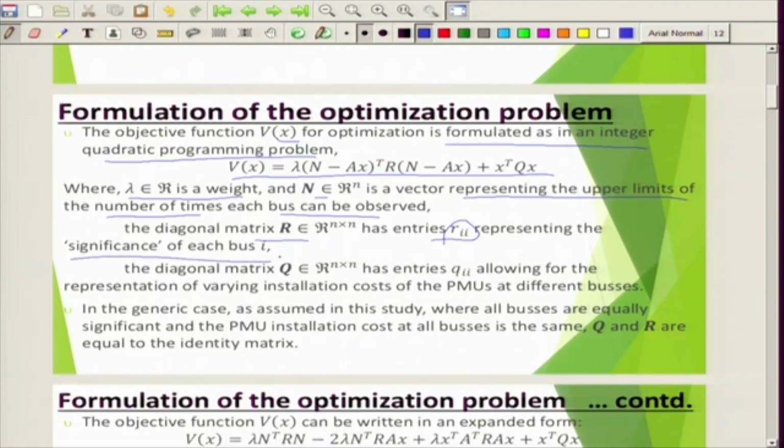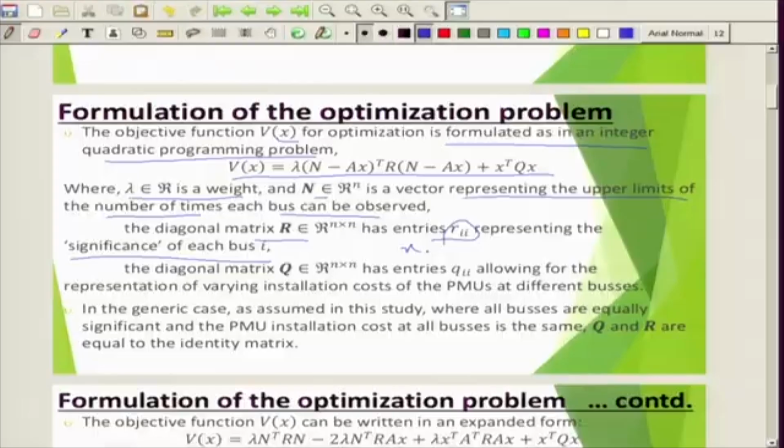Not all the buses are very important, not all the buses are very significant. So a weightage is assigned to different buses to indicate which bus should be given more priority for PMU placement, such that if you place a PMU at, let us say, bus X, which may be a more prominent bus, then you can have more observability compared to placing the same PMU at bus number Y. So that is the whole agenda. And then there is a diagonal matrix Q with entries Qii allowing for the representation of varying installation costs of the PMUs at different buses.